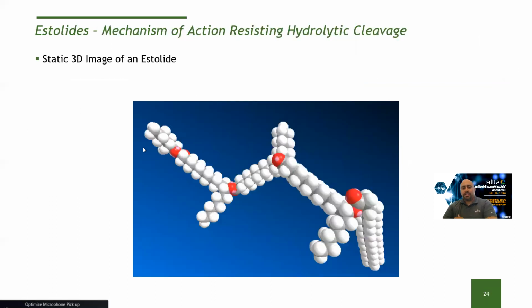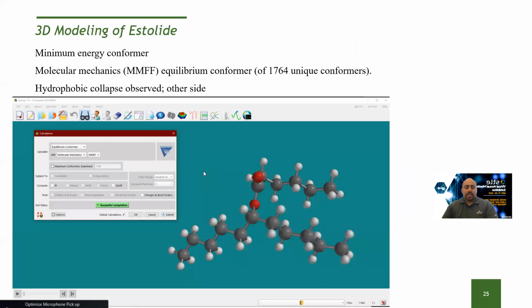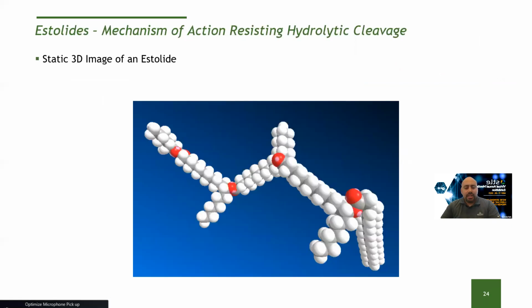So here's another 3D image in static view. You can see that this carbonyl has been blocked. Here's another group that's blocking the carbonyl. But here's a better view. We used ChemDraw to calculate the minimized structure energy for this Estolide here.